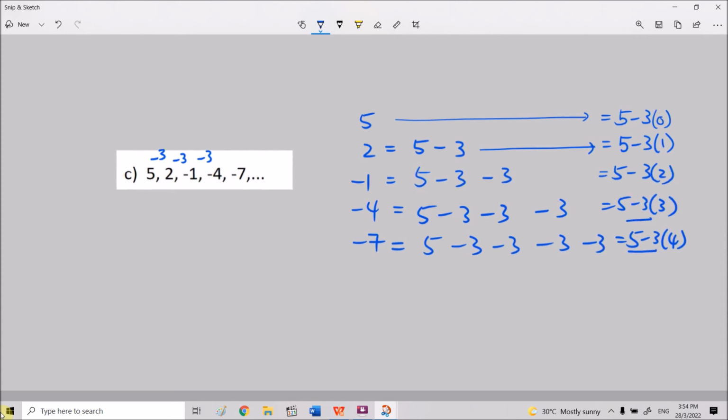So you see that this is the repeating part. Hence, the pattern for this number sequence is 5 minus 3n. And the running numbers, we use n to represent the running numbers and define n. n is starting from 0 here, so you have 0, 1, 2, dot dot dot.